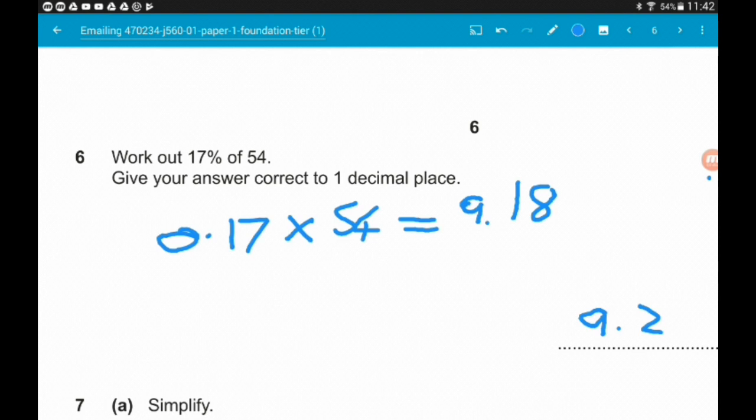You can also use the percentage button. If you did it like that, you would want to do 17% times 54, and then it's the same from there.